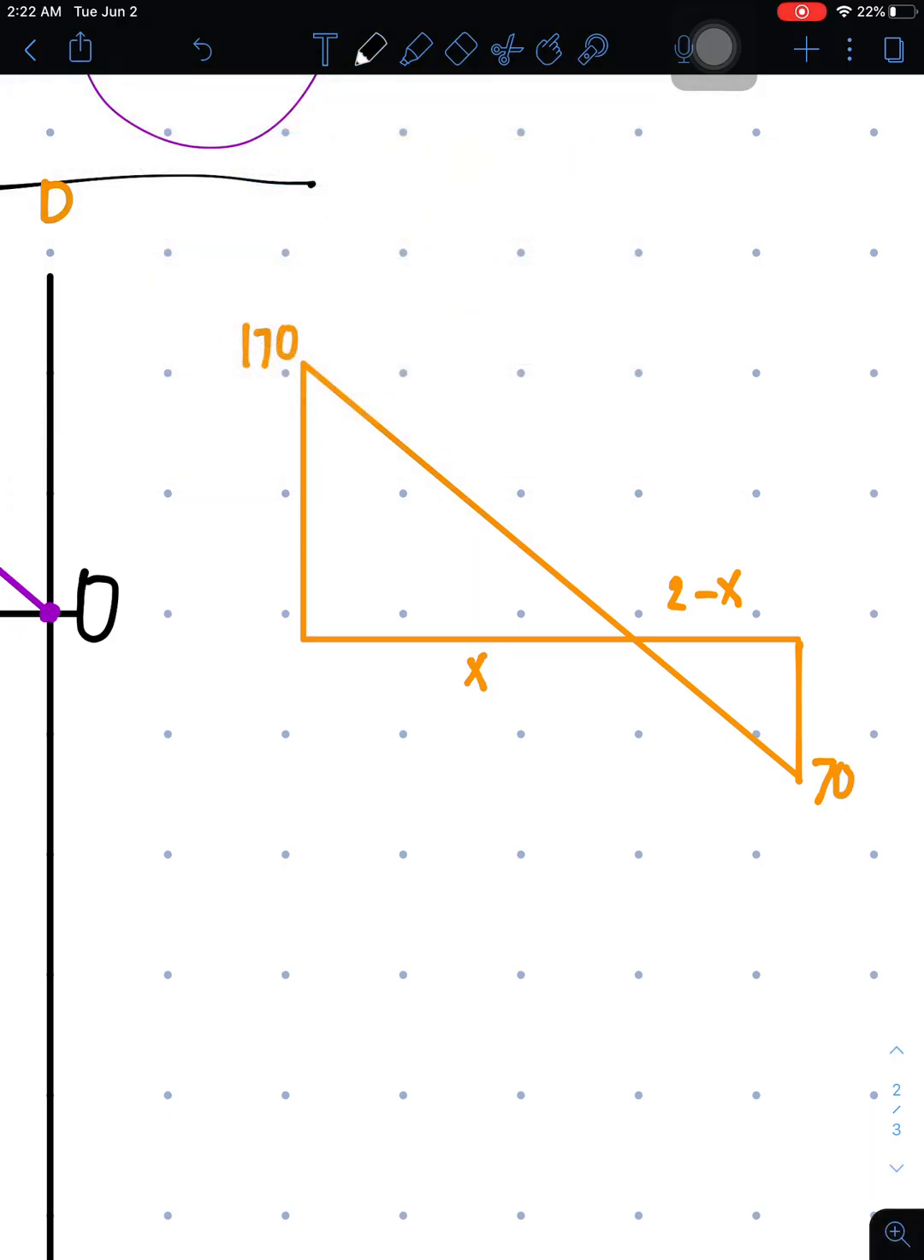Since we're doing ratio and proportion, let's solve, from the formula that I gave, so we can go direct. Y is 170 over x. What happened to my pen? So 170 over x equal to 70 over 2 minus x.